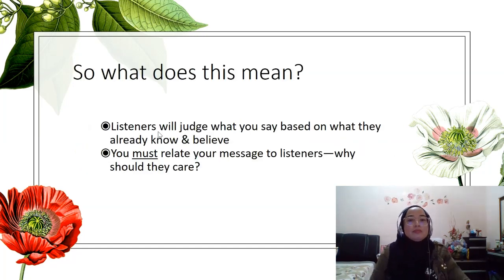Okay, what does it mean? It means that the person who is listening to your speech will judge you based on what you say, based on what they know and what they believe. And your task as a speaker is to make sure that your speech can be relatable to them as the listener, and to make them believe and convince them why they should care and even listen to you at all.